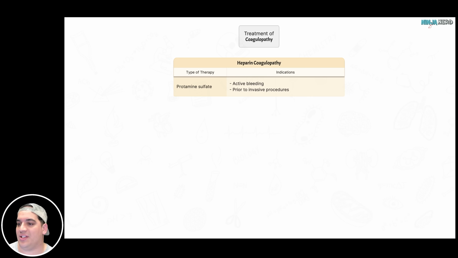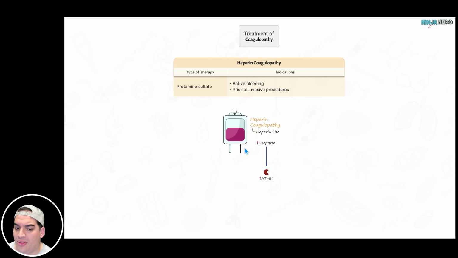We give them protamine sulfate. The concept here is heparin, again, increases antithrombin 3, which decreases the activity of factor X, IX, and thrombin. So what I want to do is give them protamine sulfate to inhibit that activity of heparin. That decreases antithrombin 3 and then basically increases the activity of these so that they can actually initiate clotting. So that's what we would do if a patient is having a heparin coagulopathy.